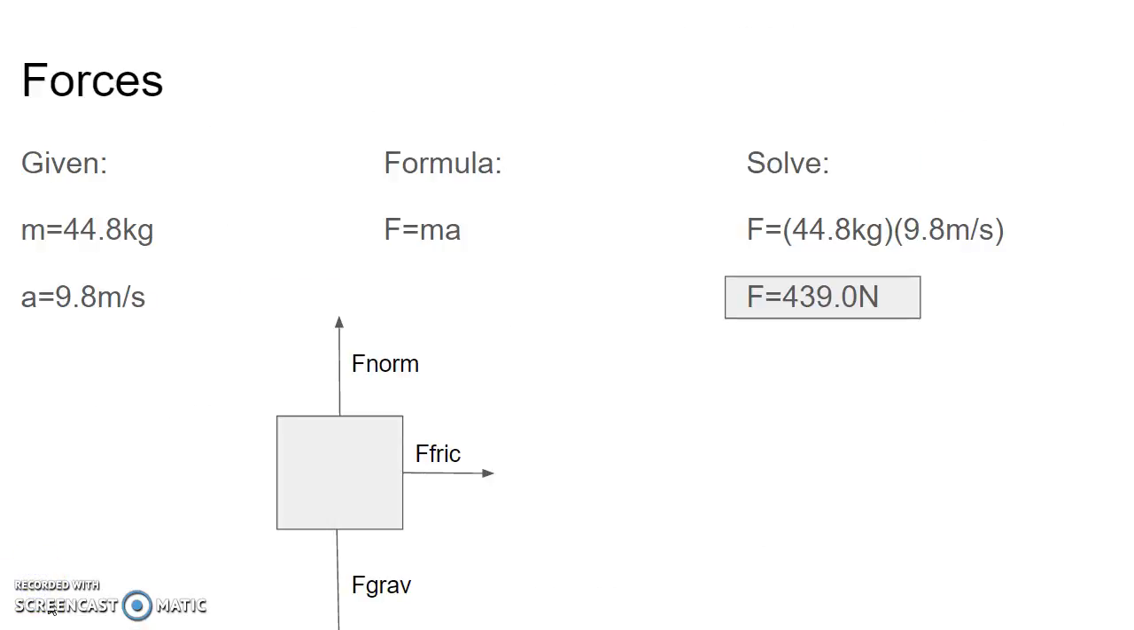Next, I found the forces acting on the object to help explain the rapid decrease in velocity. So what I was given was his mass, which was 44.8 kilograms, and this is the mass of my brother plus his skateboard, and the acceleration of gravity, which was 9.8 meters per second. Formula for force is mass times acceleration. So to solve, I did 44.8 times 9.8 to get a grand total of 439.0 newtons.